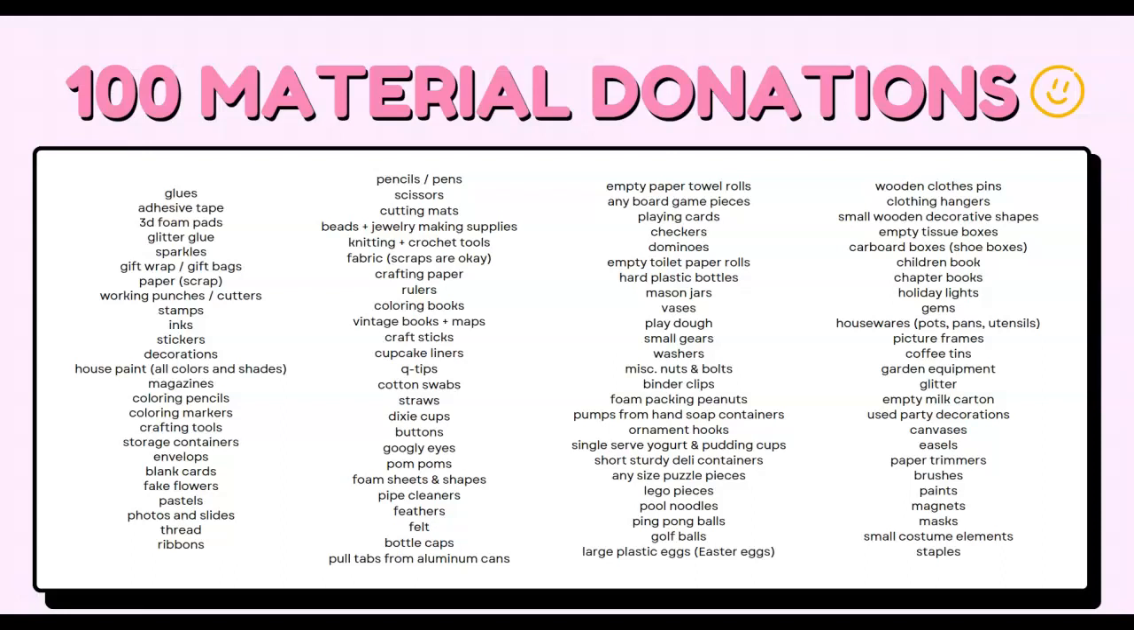Magazines, old magazines, there's some really cool pictures in magazines. Children's books, there's a lot of crafting that you can do with book pages that I've seen. Coffee tins, love any type of tins. We could make so much with that stuff.